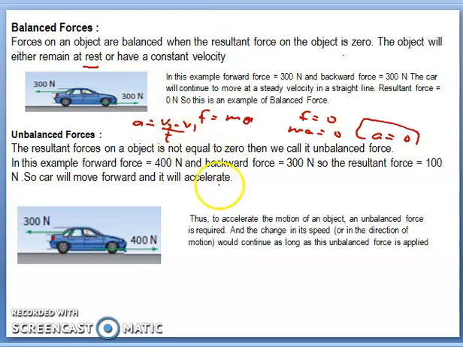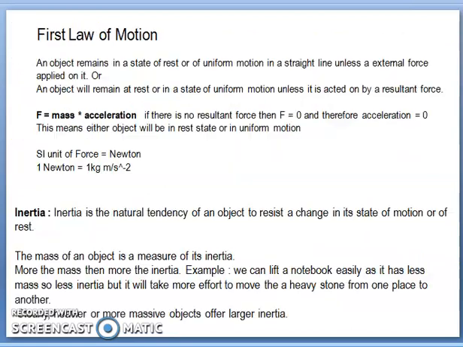In unbalanced force, the object is accelerating. Why? Because there is a force of 100 newtons, that means we can find the acceleration, right? So in this case we can say yes, the object is moving or accelerating in case of unbalanced force.